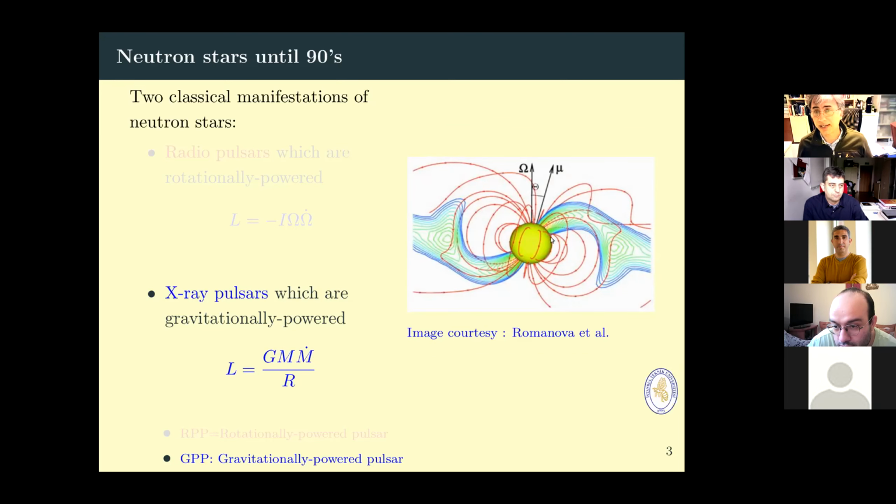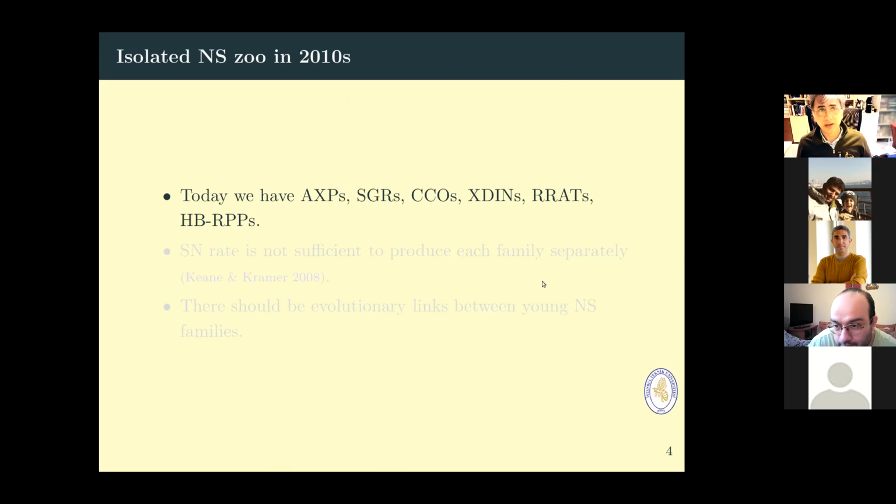In this case, there's a disk around the neutron star, or it's accreting from a wind, and then the matter reaches the magnetic field lines, couples to the magnetic field lines, and finally ends on the polar caps. And if this hot polar cap is passing through our line of sight, we see the pulses. But today, we have anomalous X-ray pulsars, soft gamma ray repeaters, central compact objects, X-ray dim isolated neutron stars, rotating radio transients, and high magnetic field rotationally powered pulsars.